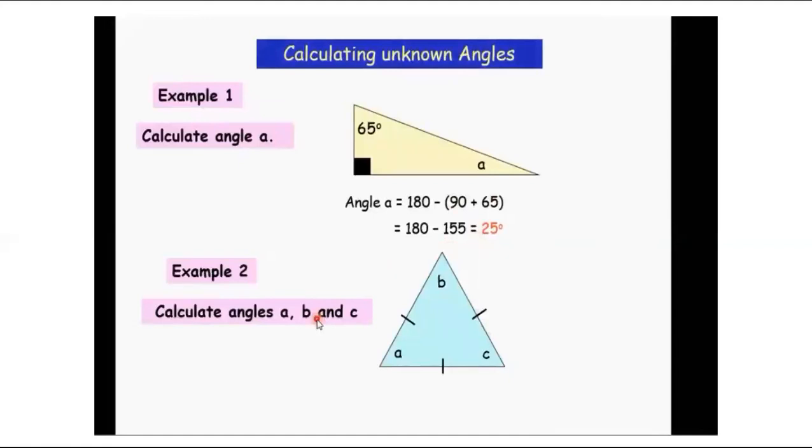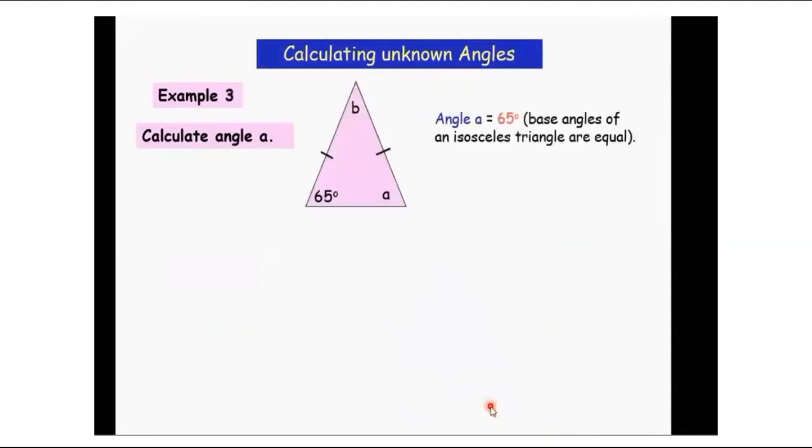This is example number 2, in which we have to calculate the angles A, B and C. We can see it's not a right angle triangle. It's an equilateral triangle, so all the angles must be equal, as the sum of the angles is equal to 180. So if we divide 180 by 3, we get 60, 60 and 60. Since the triangle is equilateral, all angles are 60 degrees.